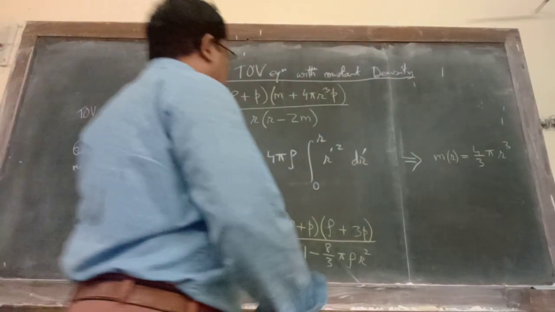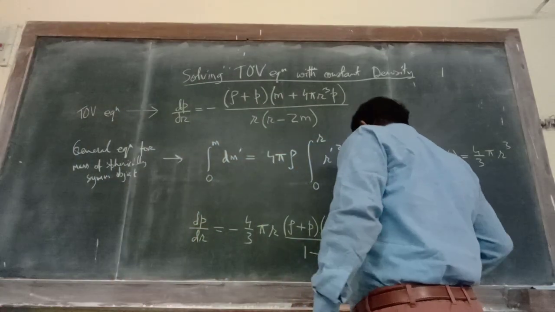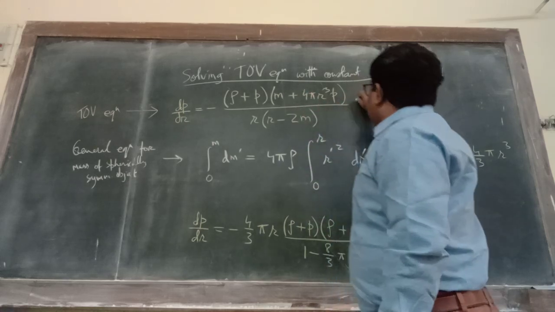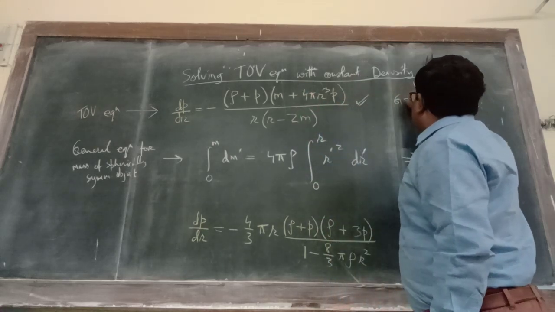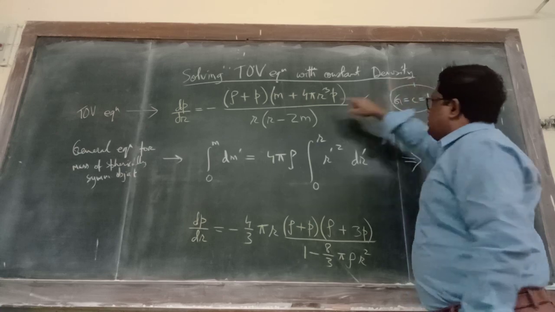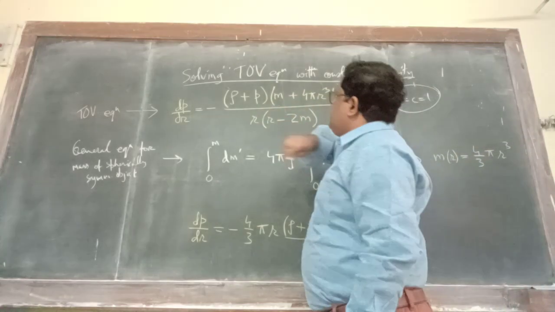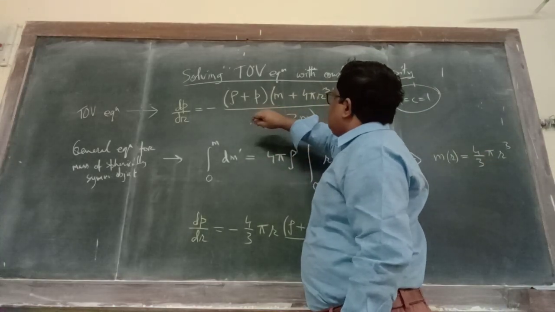Okay, so today we have already discussed this Tolman-Oppenheimer-Volkov equation in G equal to C equal to 1 units. Okay, so this is the equation. Very nice. So what are the very interesting features over here?